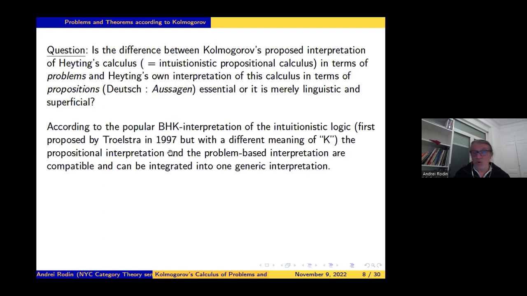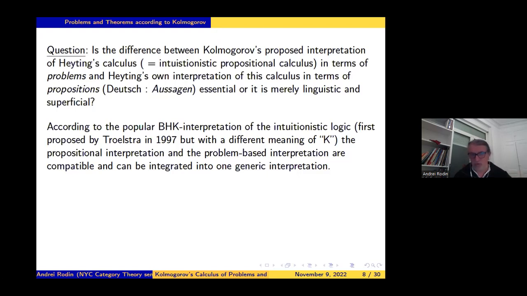Okay, and that's actually what goes under the so-called BHK interpretation. BHK today is something used for teaching the semantics of intuitionistic logic. So it's a kind of proof-based interpretation. For example, you interpret implication by saying A implies B.